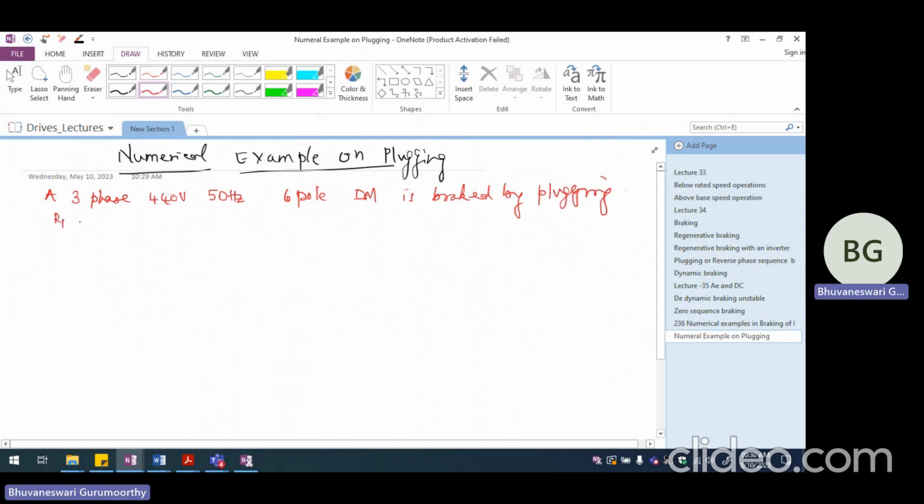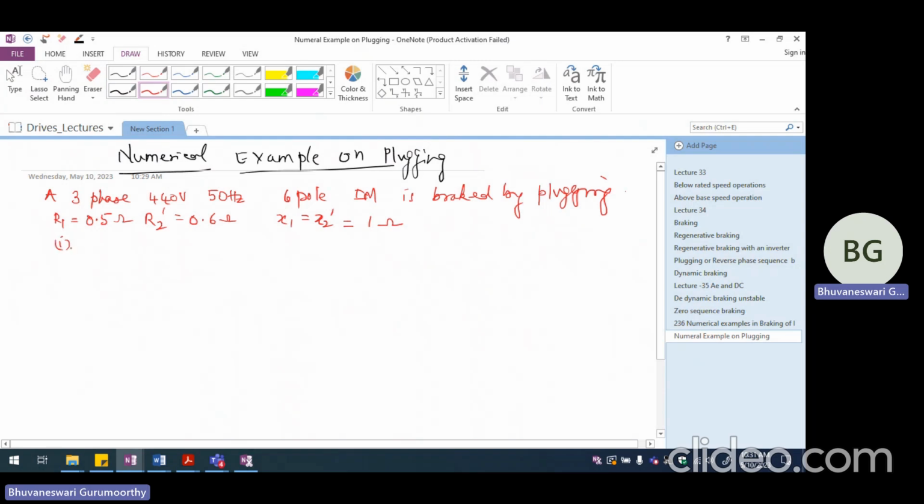So again, R1 is 0.5 ohms, R2 dash is 0.6 ohms, X1 equal to X2 dash is actually 2 ohms. Okay, so let me write here X1 equal to X2 dash equal to 1 ohm. Doesn't matter because the calculations that I have done are taking into account this resistance as 1 ohm. Calculate the maximum braking current and initial and final braking torques when no braking resistance is used.